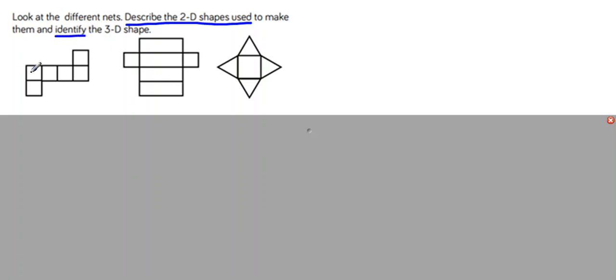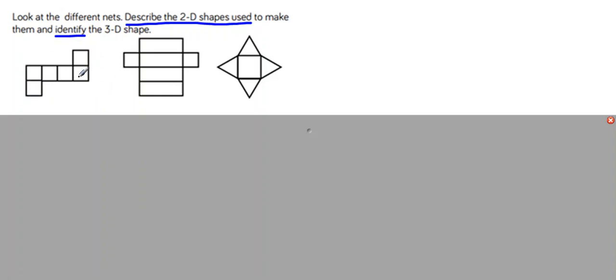So these are nets. A net is basically a 3D shape that has been opened up. Okay? It's been opened up so it's flat. So we need to see what shapes these 3D shapes are made up of and then decide what it makes when it's put back together again.